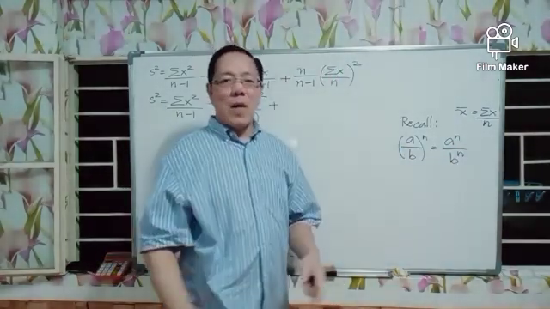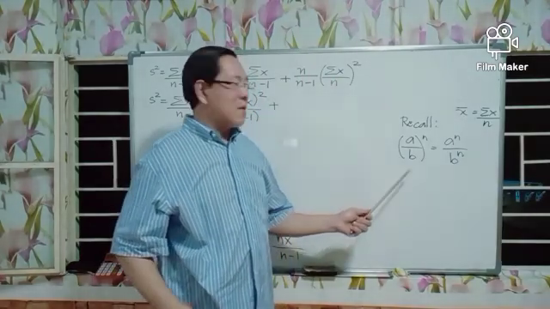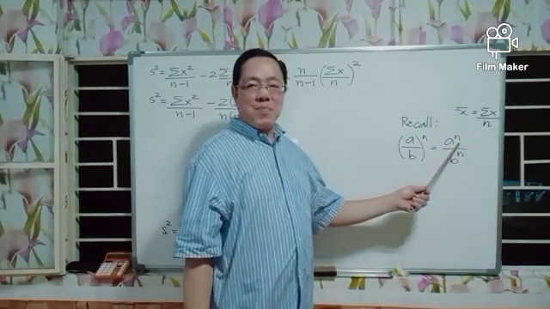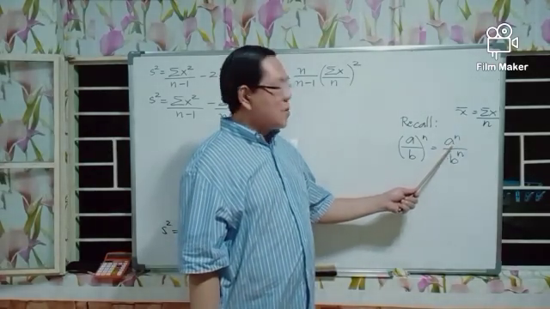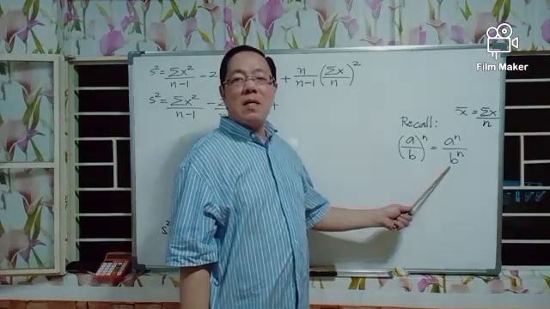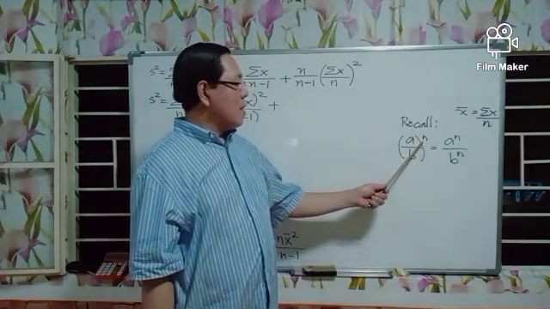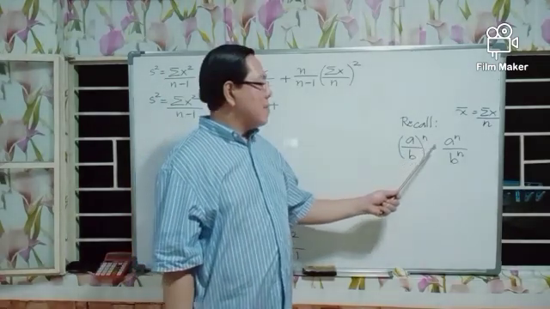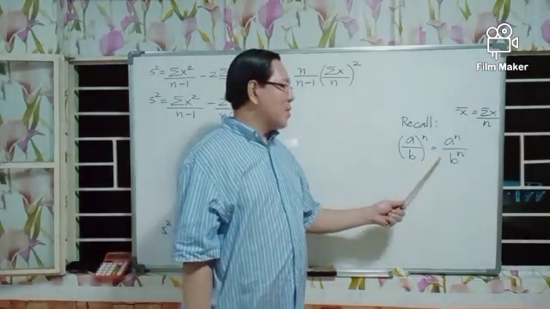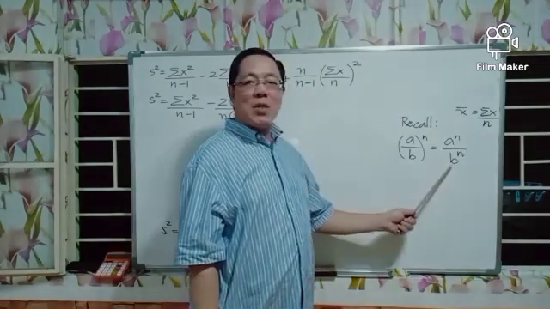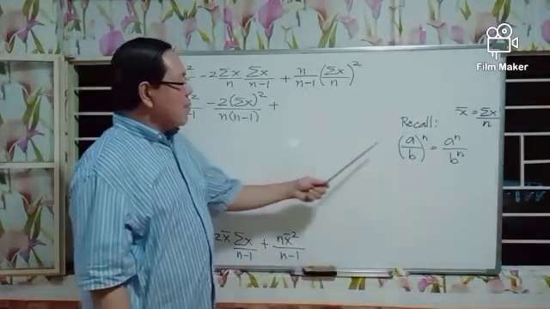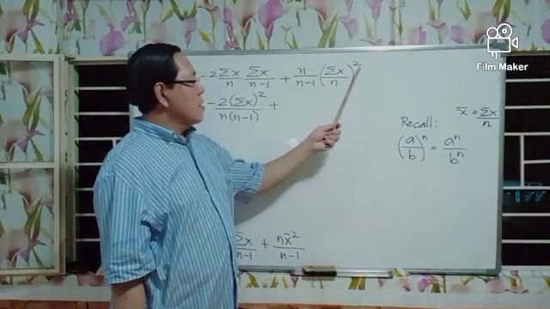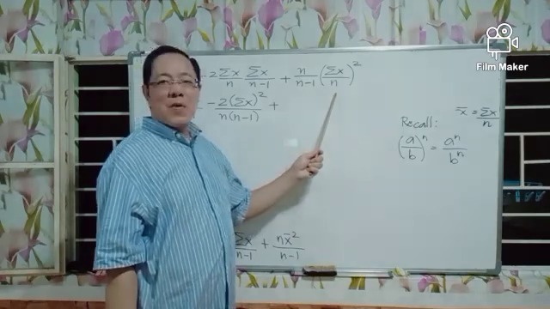Again, from algebra, one of the properties of exponents says that the square of a over b, that is, a over b raised to the power n, is equal to a to the power n divided by b to the power n. And we apply this particular property of exponents to this square of the summation of x over n.